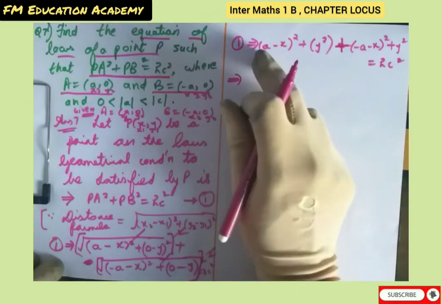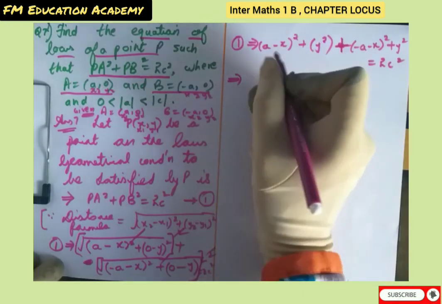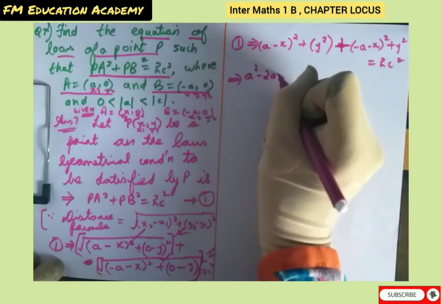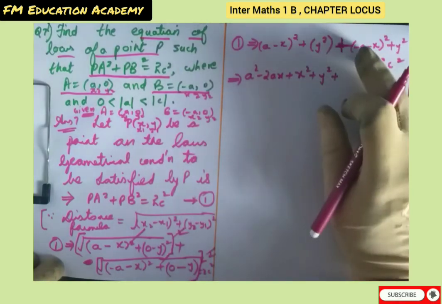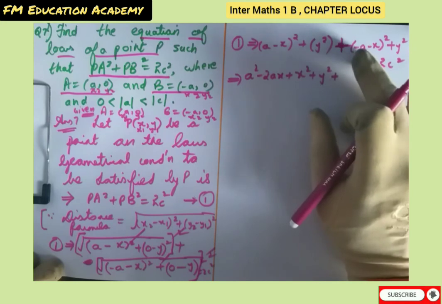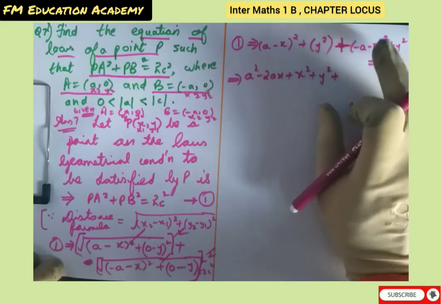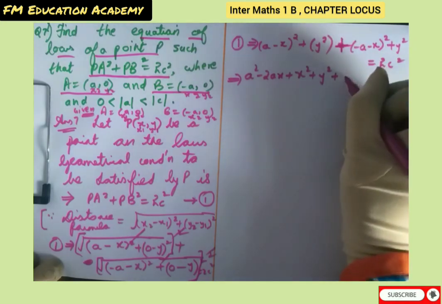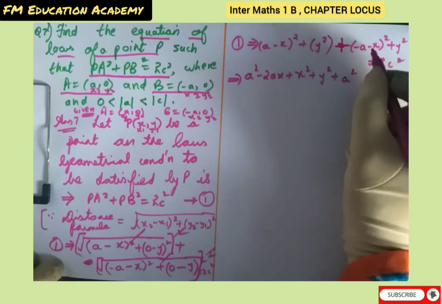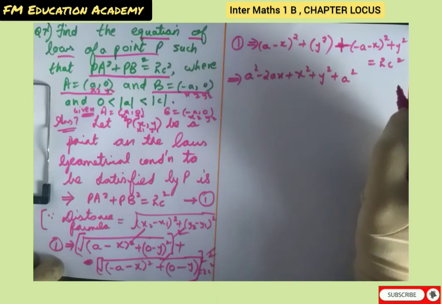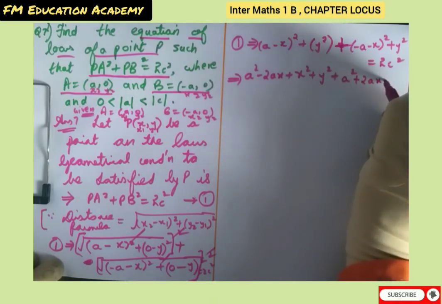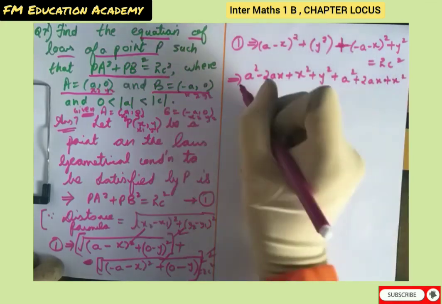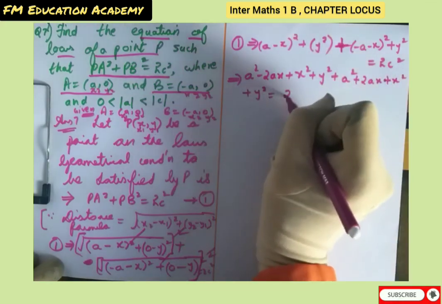So this is the form of a minus b whole square. What is a minus b whole square? A square minus 2ab plus b square plus y square plus again this is the form of a minus b whole square. What is a? A here is minus a and b here is x. So a square means minus a whole square. Minus a whole square is a square. Now minus 2 into minus a into x. Minus 2 into minus a into x is plus 2ax plus x square plus y square is equals to 2c square.